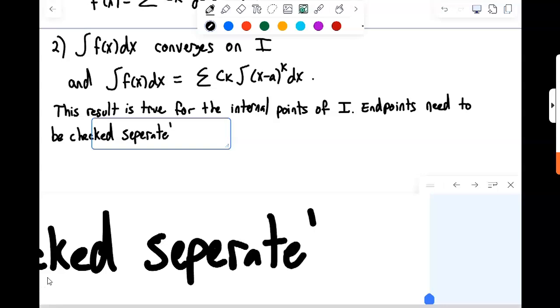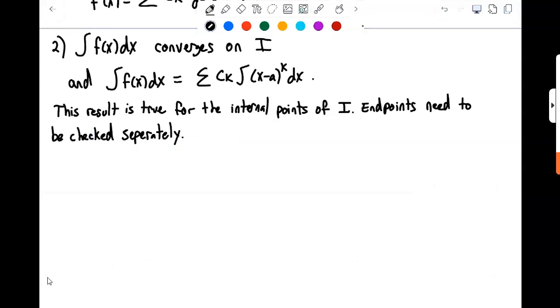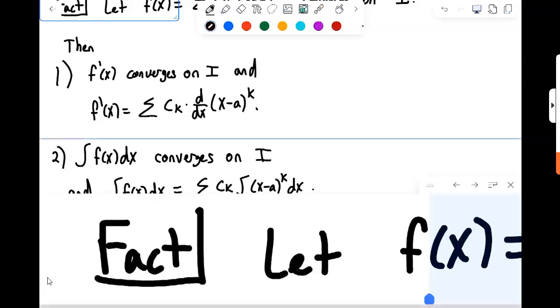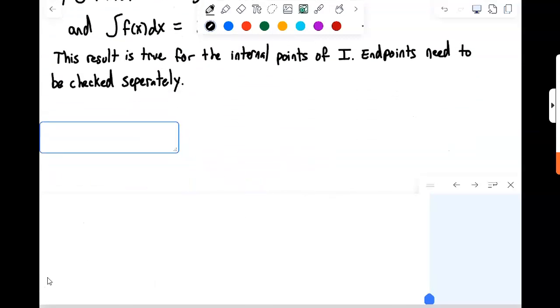Now, we're not really going to worry ourselves about that. We're just going to be concerned with the internal points of convergence. But that is an important idea, that this only holds for the internal points. So I just want to point that little detail out, but for us, that's not going to be anything we worry about. So let's look at this and generate some new series.